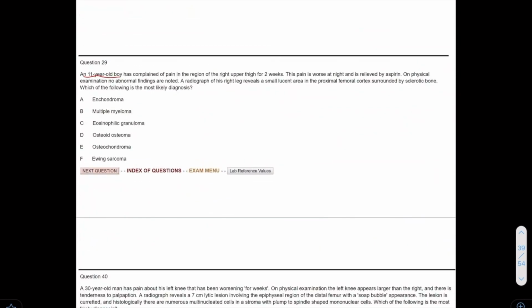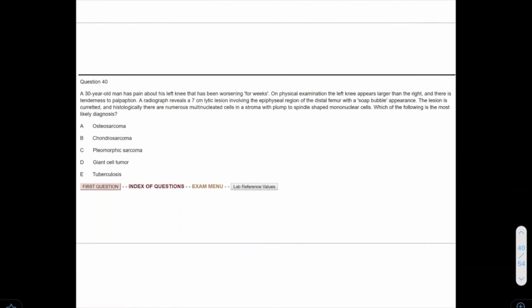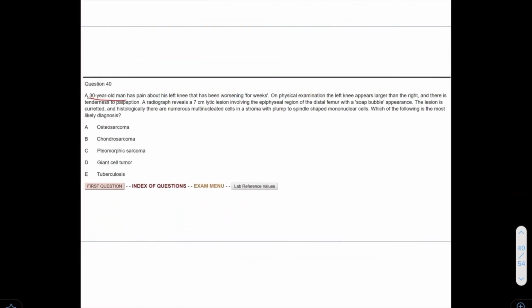Finally, you have an 11-year-old boy who has pain, and this pain is worse at night and relieved by aspirin. There's really no need to read further into the question. I think you can already know the answer from here. Right, osteosarcoma. Okay, and then last question. So a 30-year-old man with pain, and this lesion has a soap bubble appearance. Okay, can you guess which tumor this is? Right, so that would be a giant cell tumor.